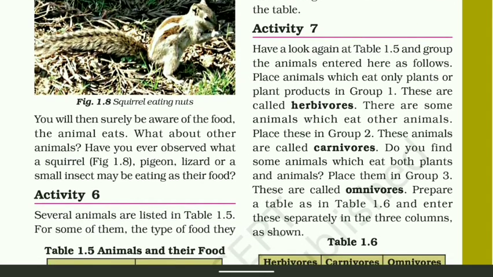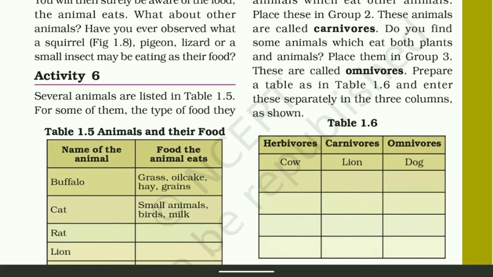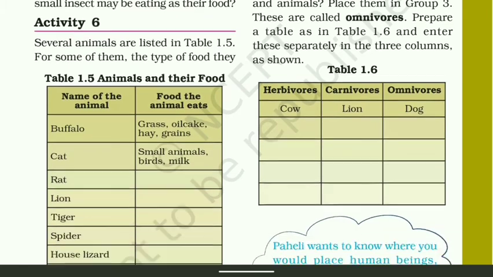Activity 7. Have a look again at table 1.5 and group the animals entered here as follows. Place animals which eat only plants or plant products in group 1. These are called herbivores. There are some animals which eat other animals. Place these in group 2. These animals are called carnivores. Do you find some animals which eat both plants and animals? Place them in group 3. These are called omnivores. Prepare a table as in table 1.6 and enter these separately in the three columns as shown.